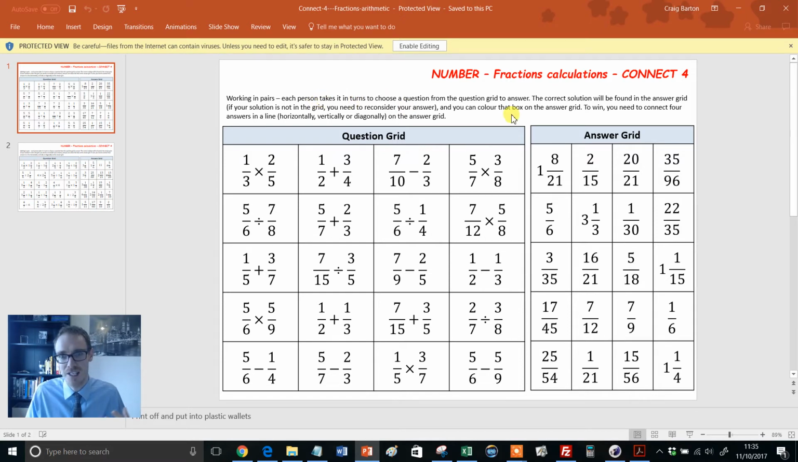Two players take turns to choose a question, and the correct solution will be found somewhere in the answer grid. If they get it right, they colour it in their colour, and it's a race to get 4 in a row. Now, what do I like about this? Firstly, the range of questions is excellent. As far as I can see, there is no way to get 4 in a row without doing at least 3 different fraction operations. That's important. If you're a bit dodgy at division, there's no way you can avoid doing your division, and so on. I like the fact that the answers are provided in the answer grid, but they're all mixed up.